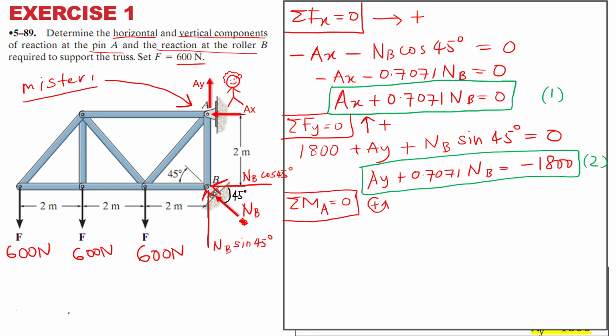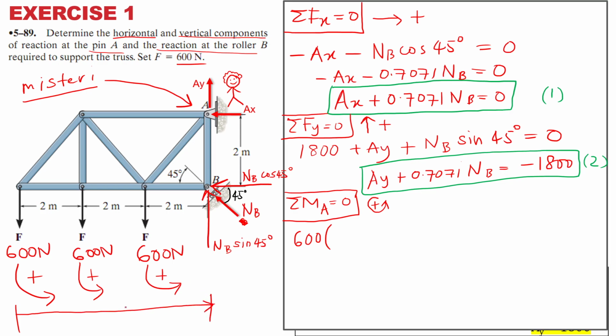Now do it. 600 rotates like this, following counterclockwise, positive. 600 like this, positive also. 600 also like this, positive also. So you've got 3 positive. Let's settle this one first. 600 times how much? It has to be from the force to the axis that you are calculating, all the way to here. 6 meters actually. Times 6. This is the first one.